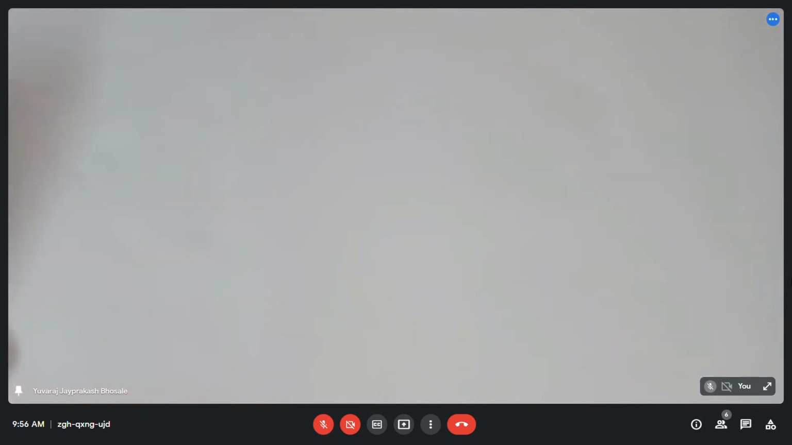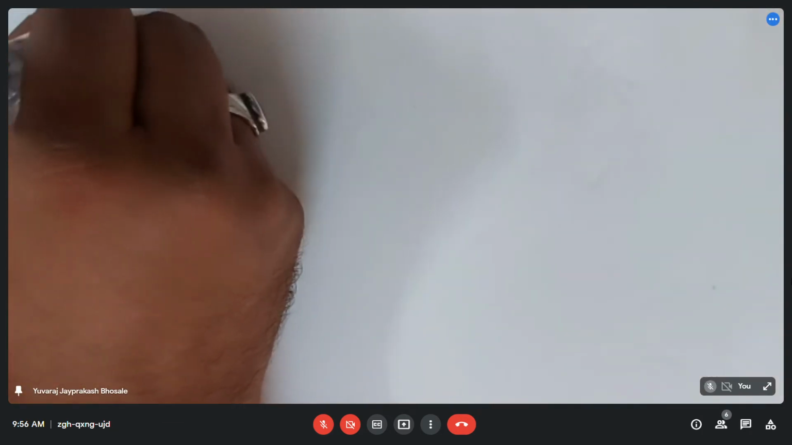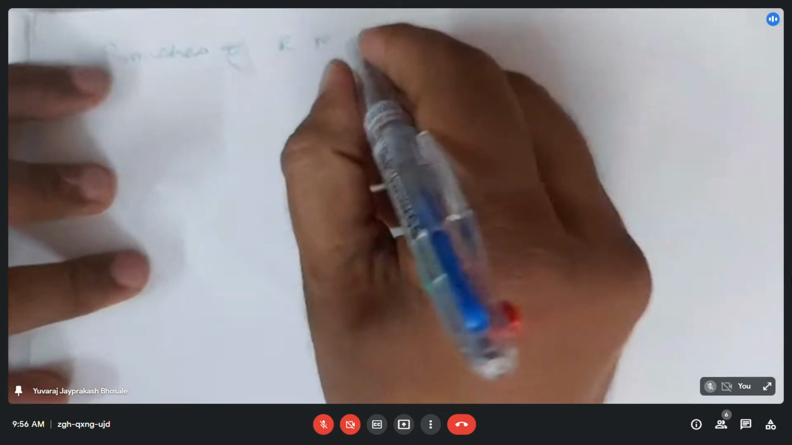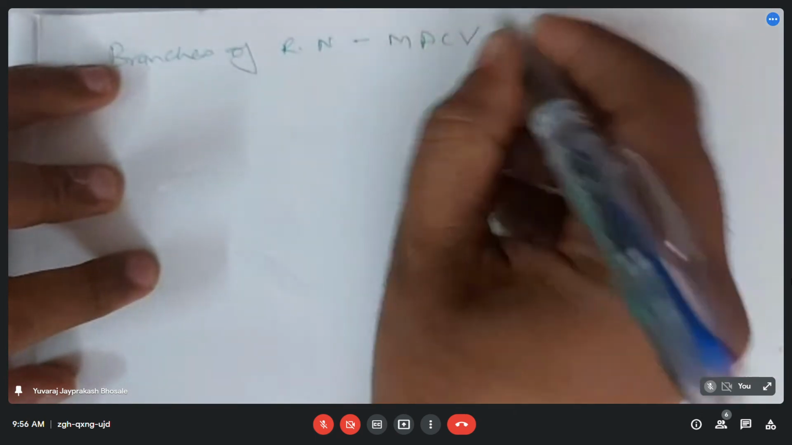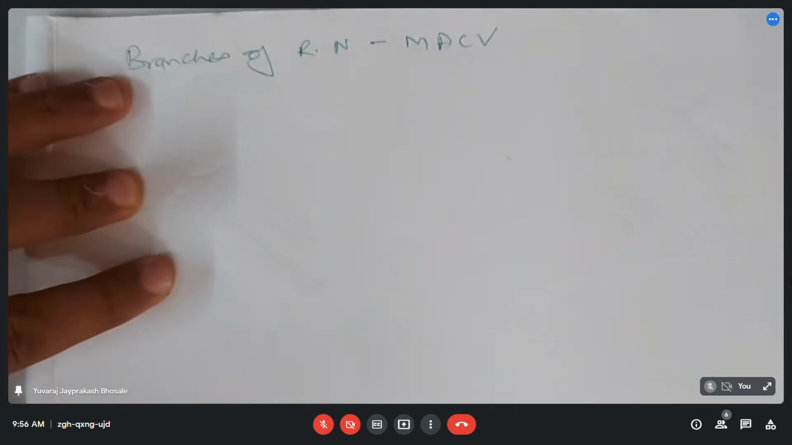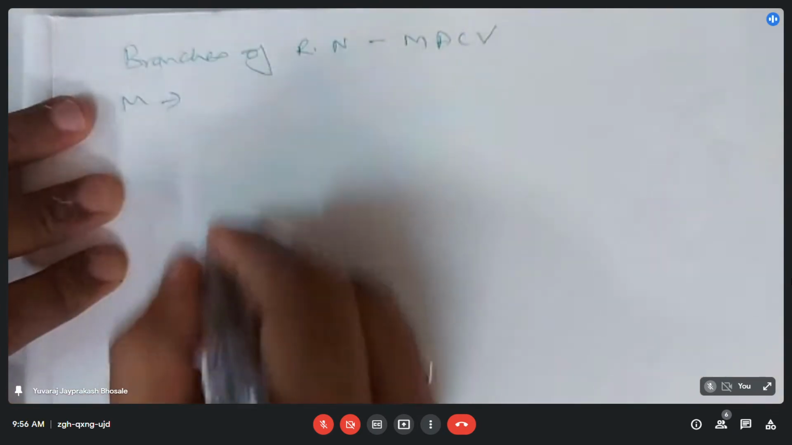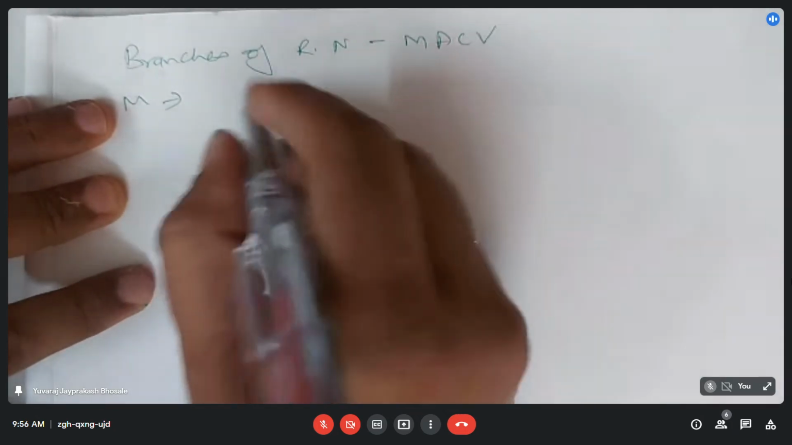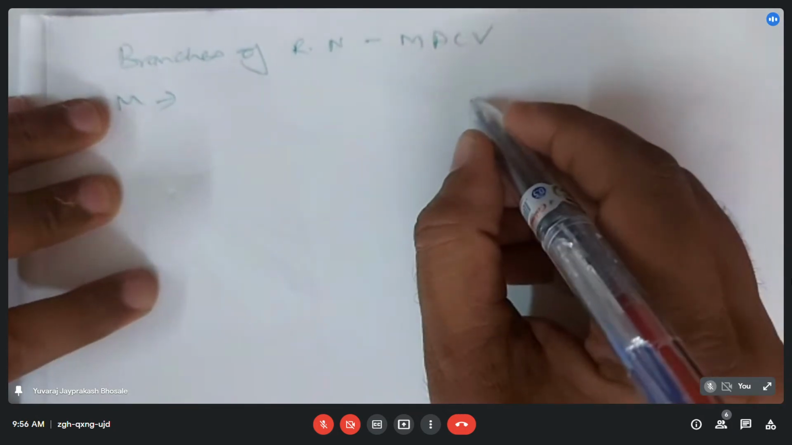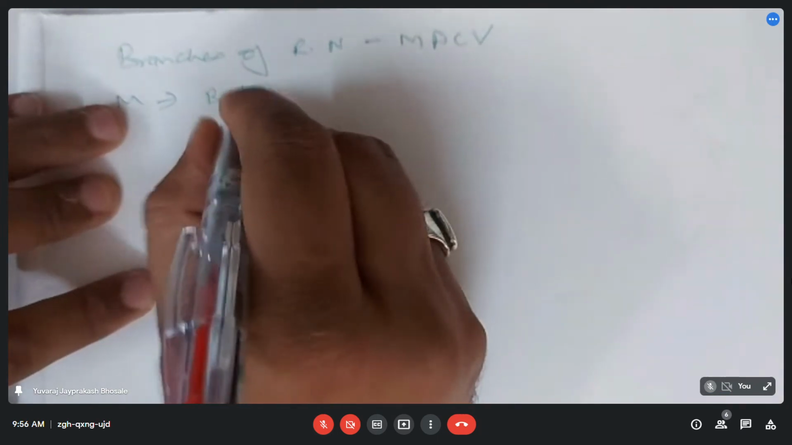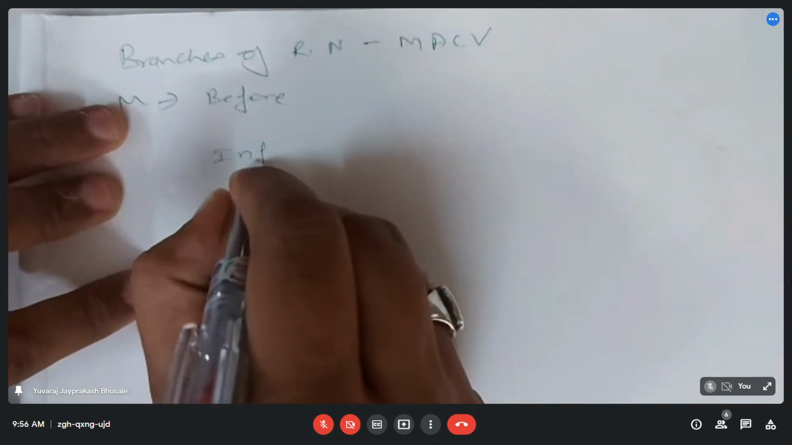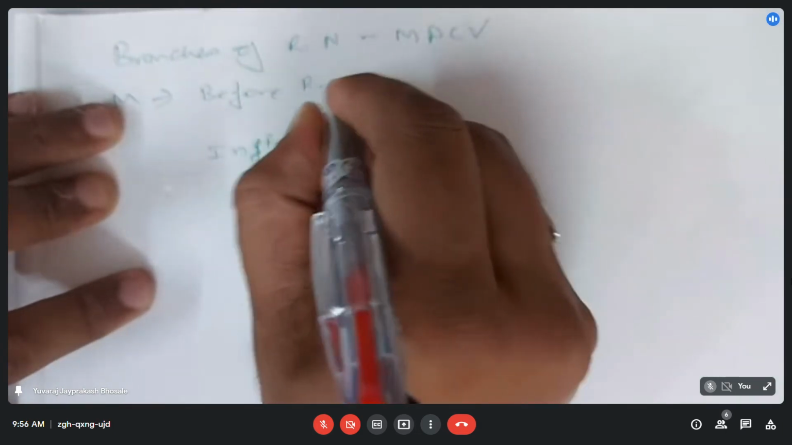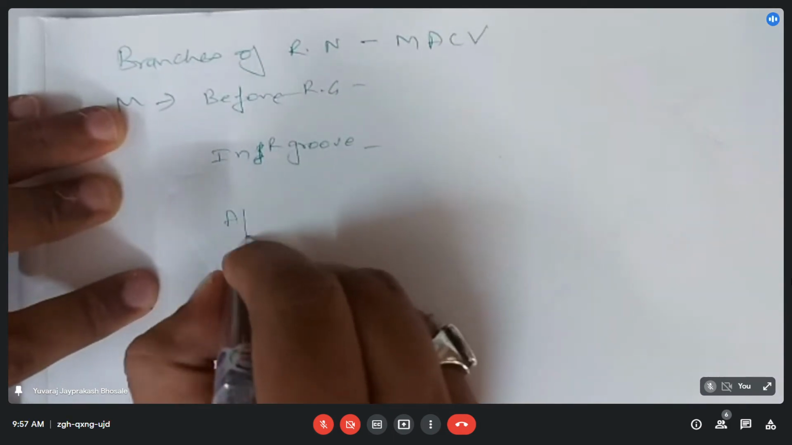Now coming to the branches of the radial nerve. Whenever we talk about branches of any nerve, our formula is MACV. Muscular, firstly start with muscular. Now, in case of the radial nerve, whenever we write branches, we have to write branches given before entering the radial groove, in the radial groove, and after passing through the radial groove.